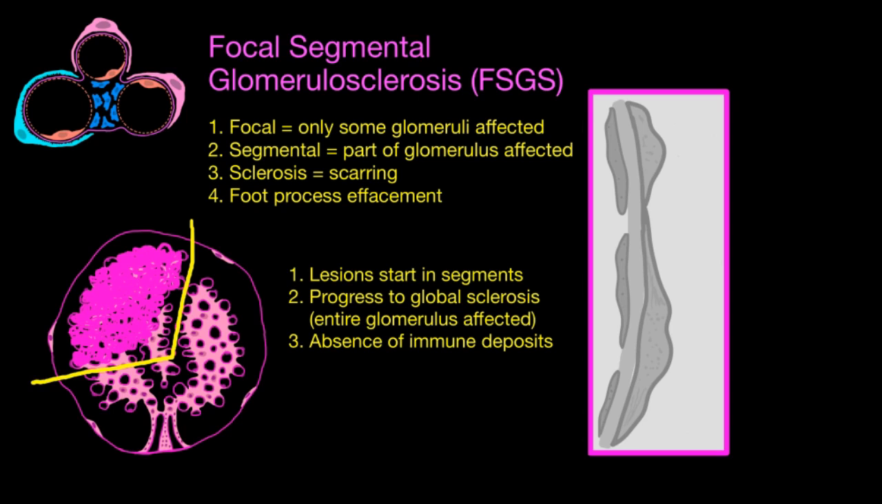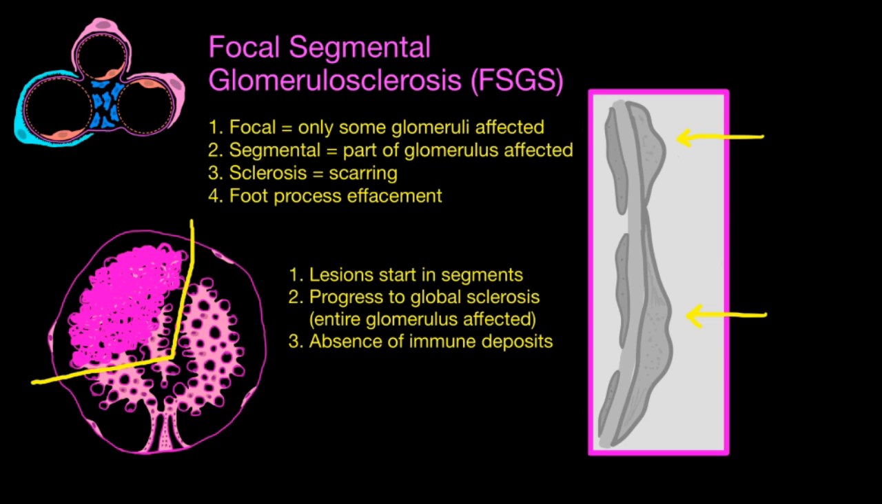And then we would process it under electron microscopy, and what would we see? We would see the foot process effacement and podocyte dysfunction, just like we saw in minimal change disease. The only difference is that now we're finally seeing sclerosis. And some people think that minimal change disease and some forms of FSGS are kind of on a spectrum, and we're catching them at different times.